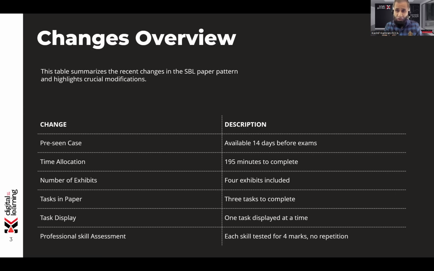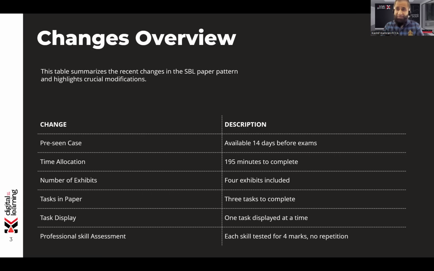Secondly, is the time allocation. The time allocation for the paper now is 195 minutes, so you need to be pretty sure of that. The number of exhibits you will see in the paper now are 4 exhibits. The tasks in the paper are now just 3 tasks. The task display is that on each window, you will see one task. You click the next button and you see the next task. So one window will display only one task. You do that task, you click the next button, and you go to the next window. It's just like the AAA paper I teach.